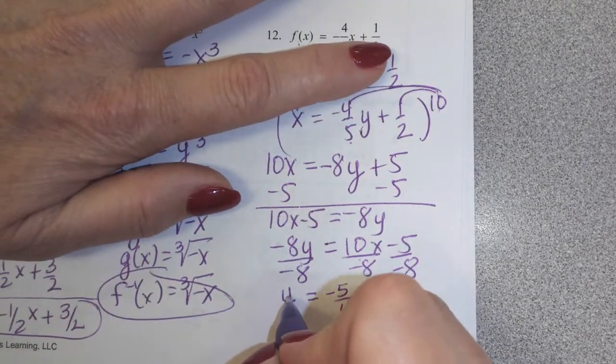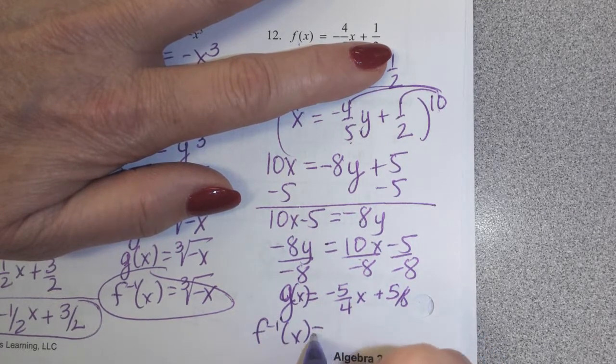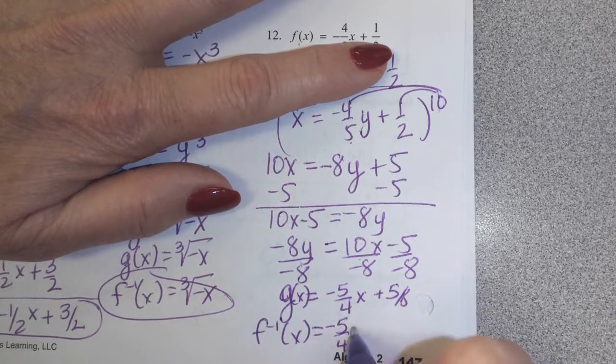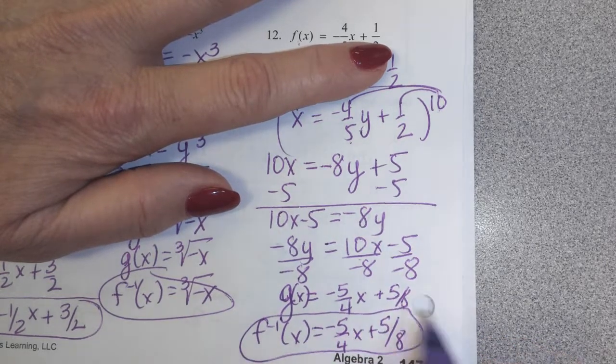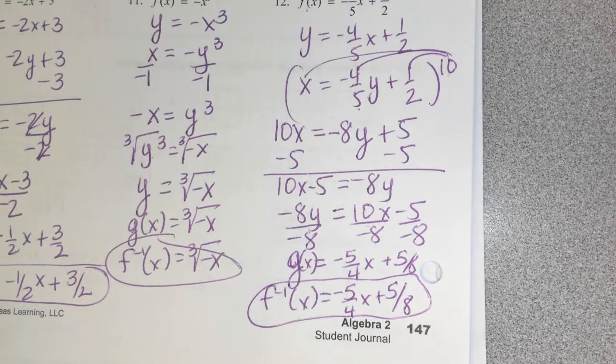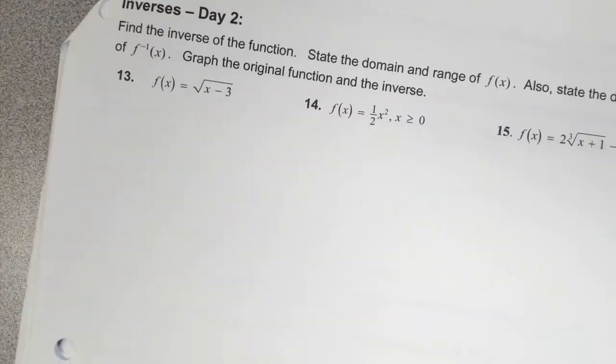So on Big Ideas, they're going to call that g of x. We're going to call it the inverse. There we go. If you wanted to check it on the calculator, you could, but there's our inverse. All right? That's it for 5-6 part 1, and then we'll talk about some more complicated inverses on the next time.